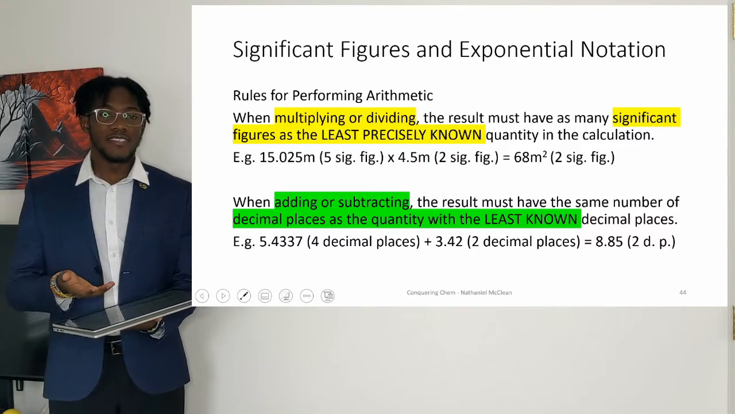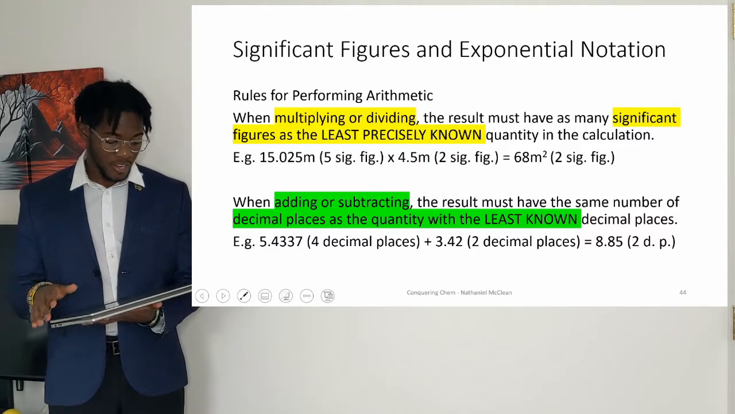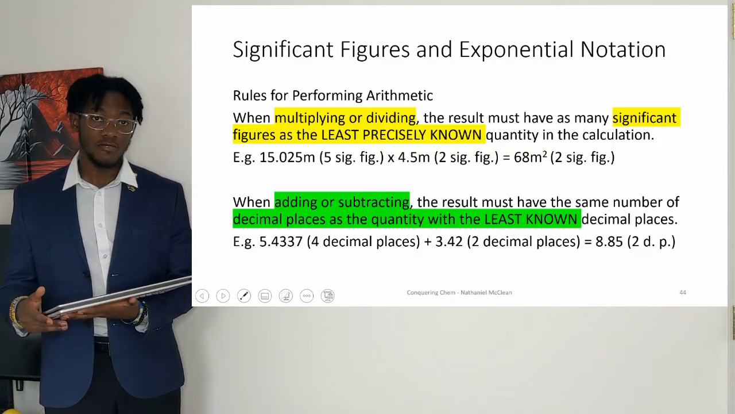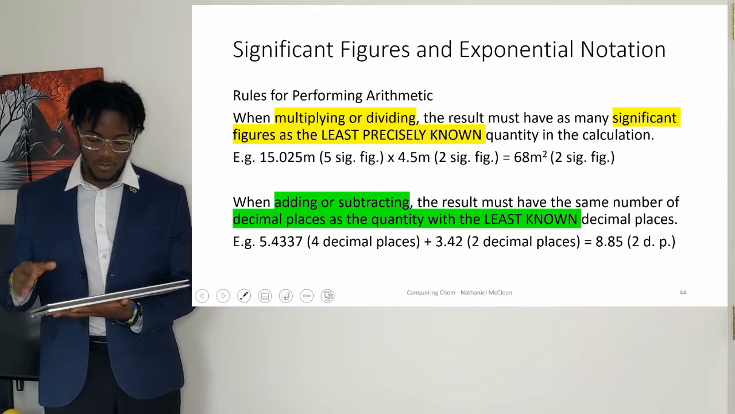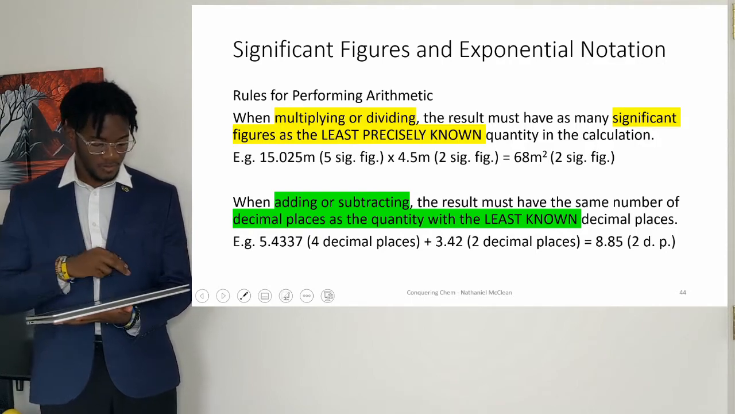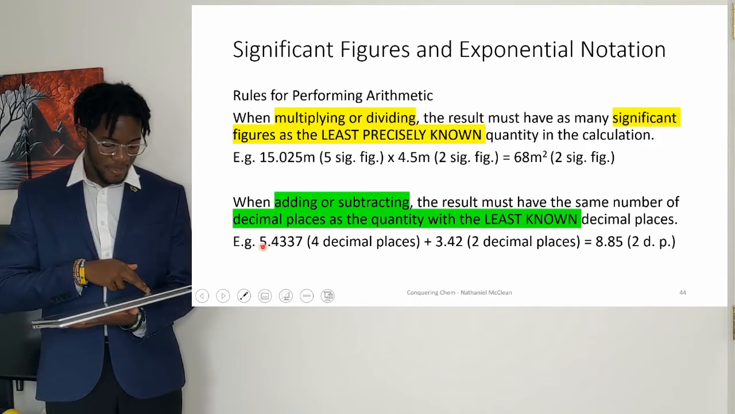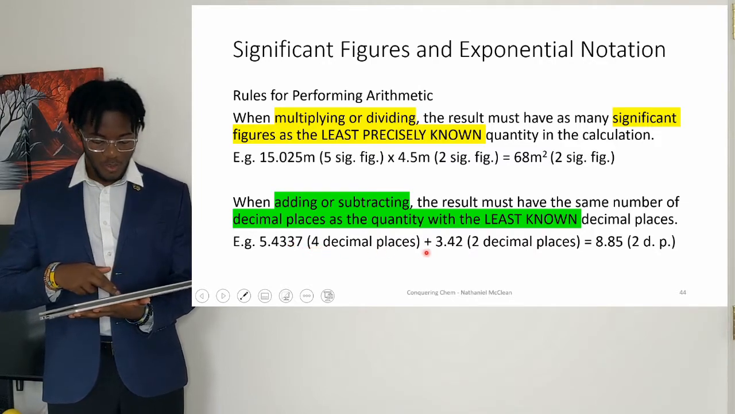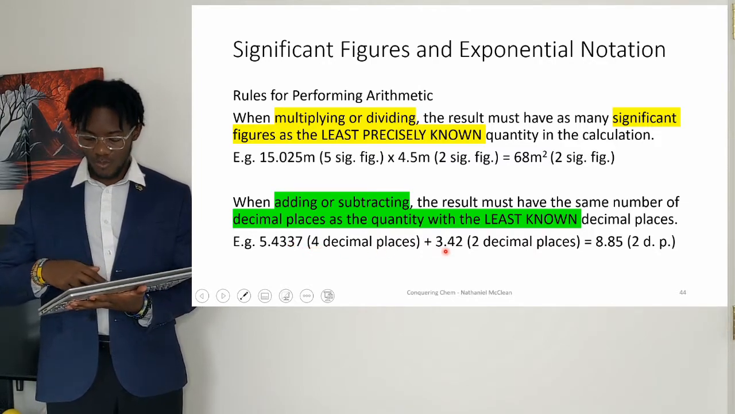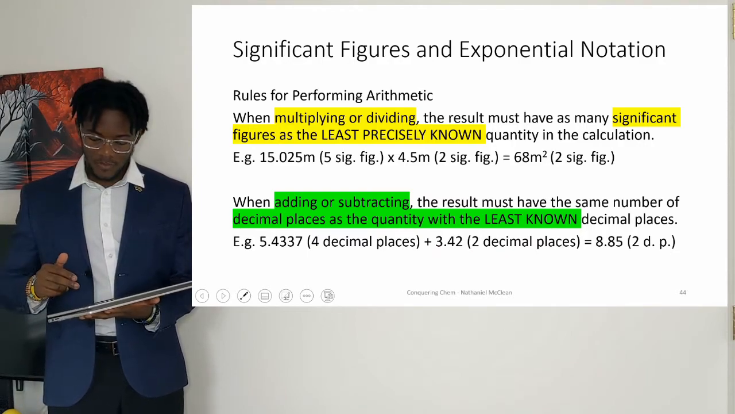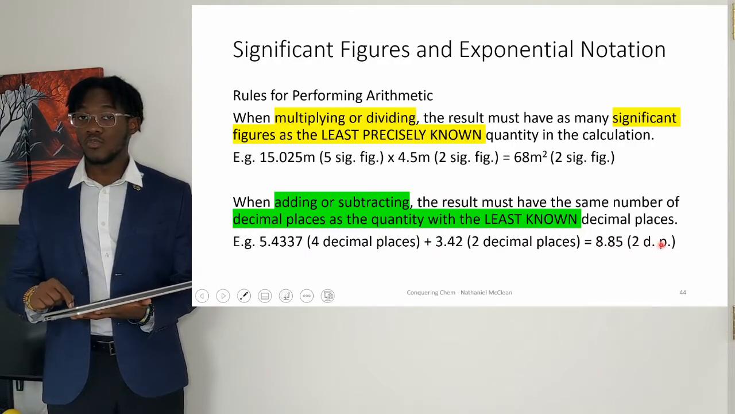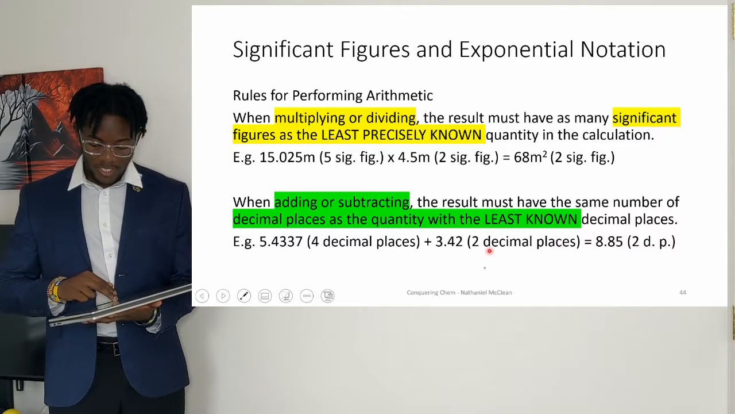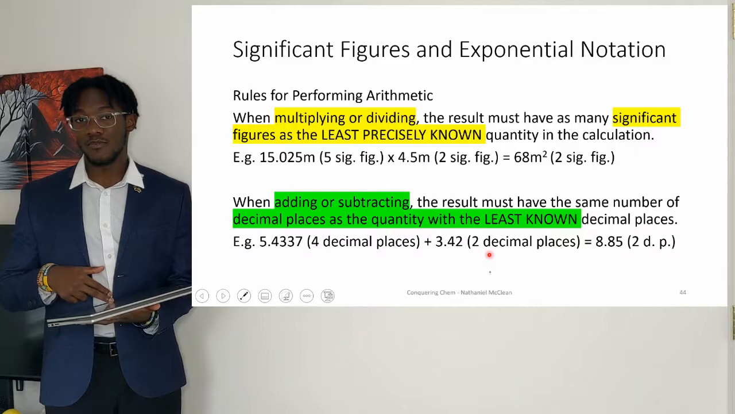The next rule applies to when adding or subtracting, and it reads that when adding or subtracting, the result must have the same number of decimal places as the quantity with the least known decimal places. So looking at this example, we have 5.4337, which has 4 decimal places. We add that to 3.42, which has only 2 decimal places, giving us an answer with only 2 decimal places because the quantity with the least known decimal places had only 2 decimal places.